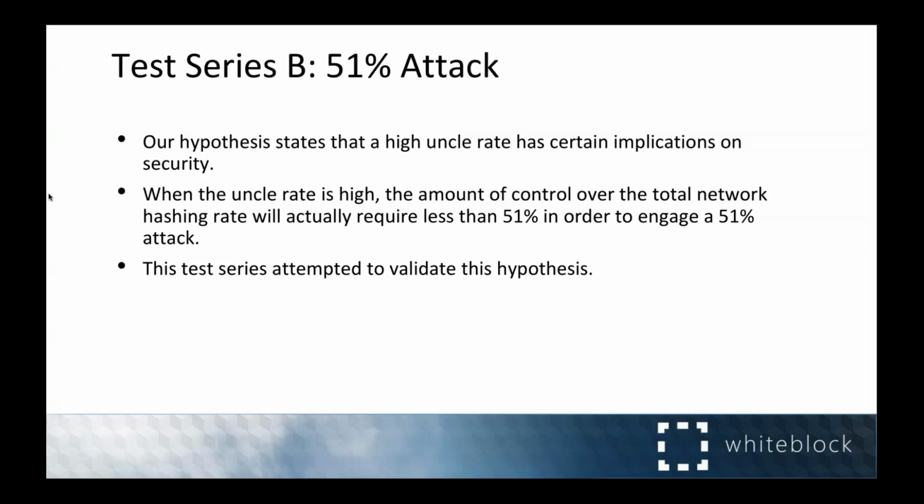We wanted to test a 51% attack and validate the results of our test series A. So we wanted to simulate a 51% attack. Our hypothesis was that a high uncle rate has certain implications on security. When the uncle rate is high, the amount of control over total network hashing rate actually requires less than 51% to attack. So we wanted to validate that. Our hypothesis was it was less than 51%.